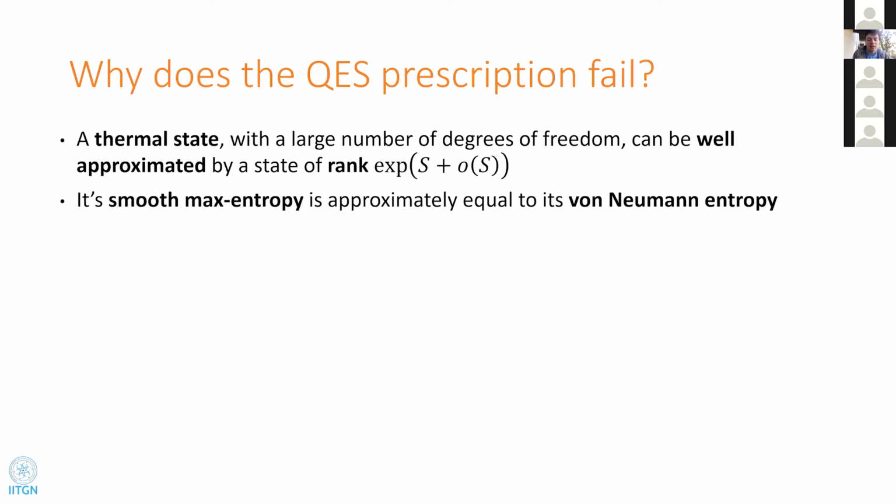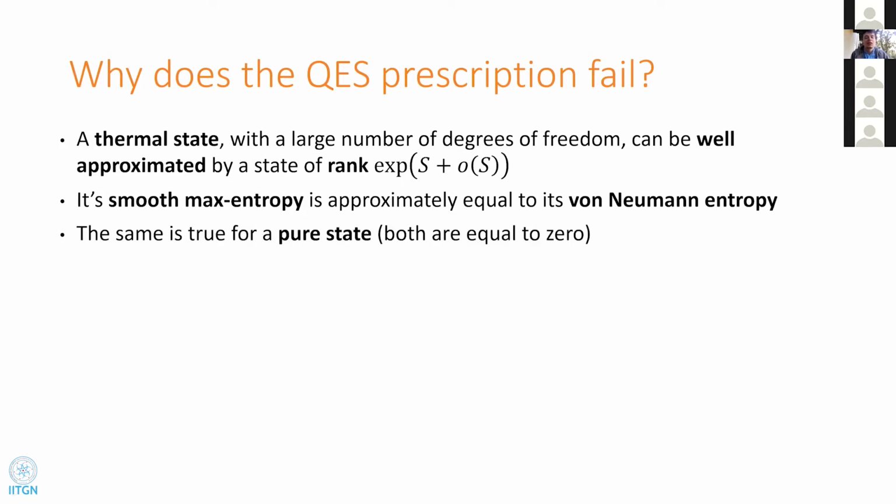There's another way of saying this, which is that the smooth max entropy of the thermal state is approximately equal to its von Neumann entropy. I'm going to define smooth max entropy in just a minute, but for those who are familiar with it, and those who aren't, this is really just another way of stating the first bullet point in different words. It's exactly the same statement that you can approximate the thermal state by a state of rank e to the S.